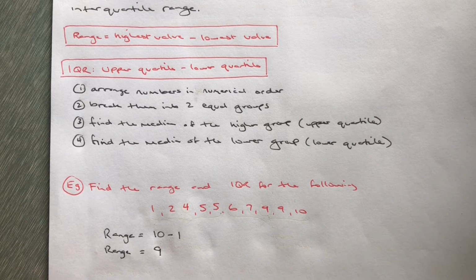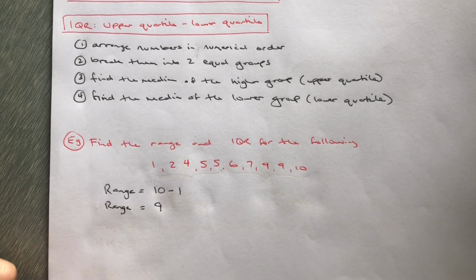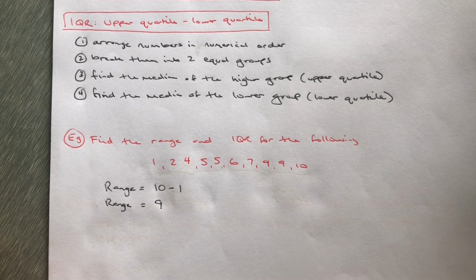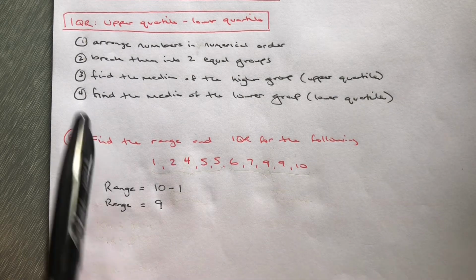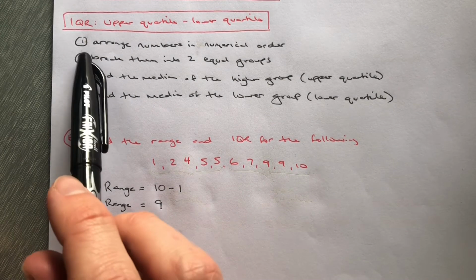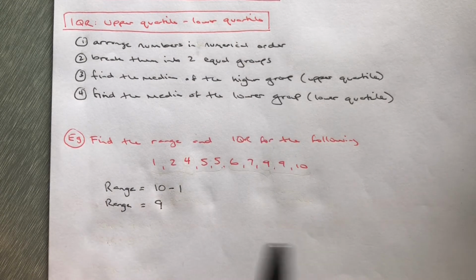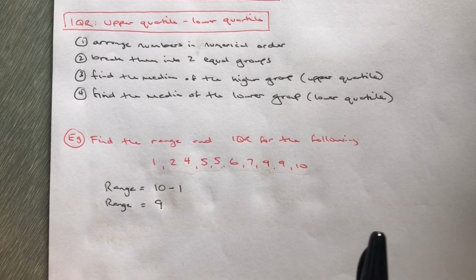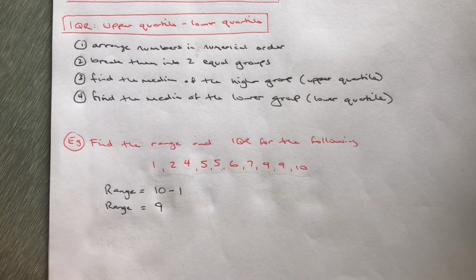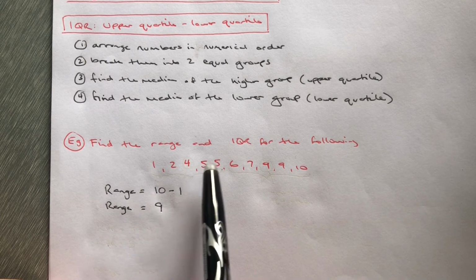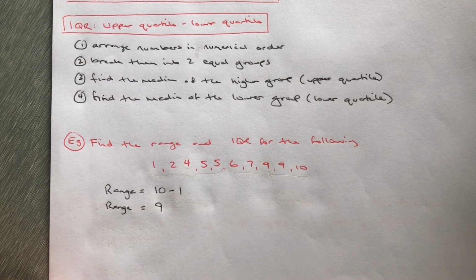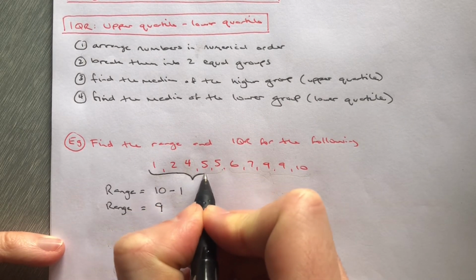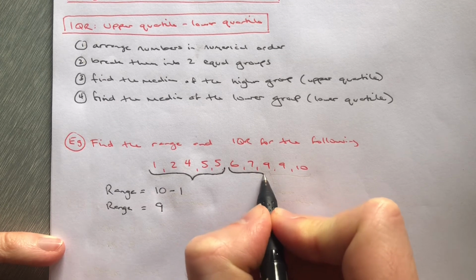So that's a little bit more straightforward than finding the interquartile range, which we'll do now. To find the interquartile range, the distance between the quarters, we have to follow these steps here. The first step would be to arrange the numbers in numerical order. That's already done for us. But if they were all jumbled up, we would have to put them in order. The second step, break them into two equal groups. I can see we've got 1, 2, 3, 4, 5, 6, 7, 8, 9, 10. We've got 10 numbers and I need two equal groups. That would mean two groups of 5, wouldn't it? So I've got one of my groups here and there's my other group there.